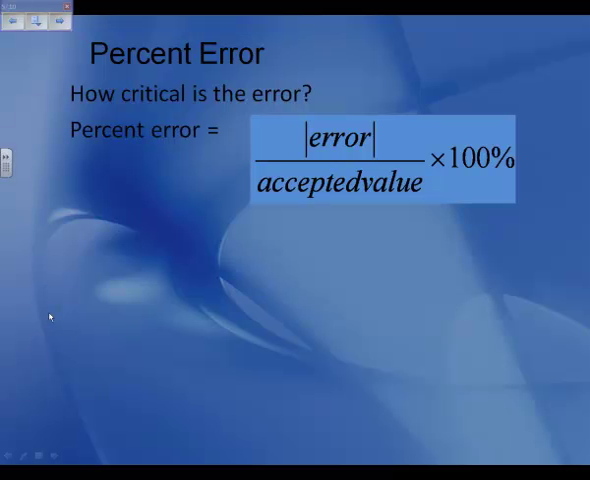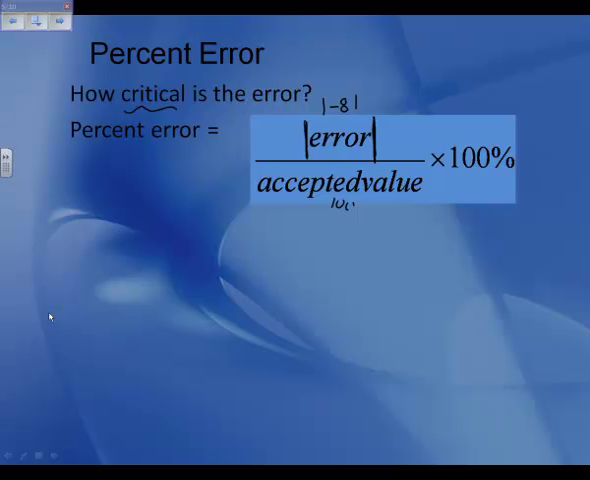Percent error is easily calculated. Take the error that you calculated, the absolute value, because it doesn't matter if you're too high or too low, it matters that you messed up. That would be that negative 8, absolute value 8, divided by 100, which was the accepted value, times 100%. Percent error is easy math: 8 divided by 100 times 100. So we had 8% error in this one.